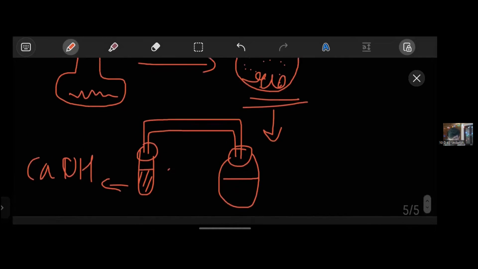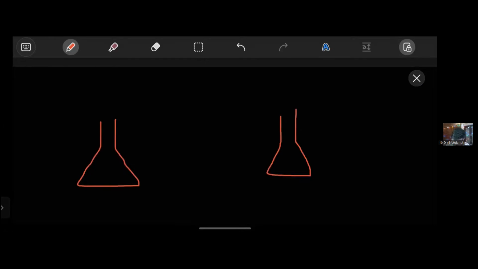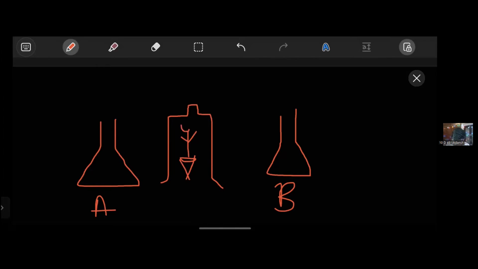Now, the second experiment is again a very basic experiment. See what we do over here: we take two flasks. Label the first one as A, then B. Take a bell jar and place a pot with a plant inside it. Connect this to a pump. Here would be lime water, so write calcium hydroxide. Here also calcium hydroxide. Now, this is clean air.